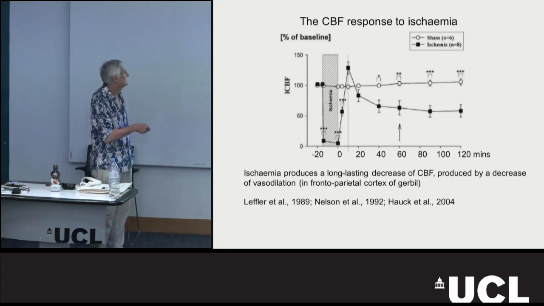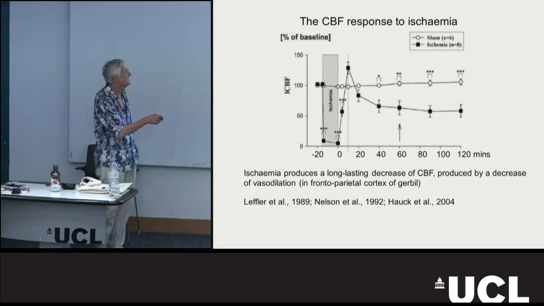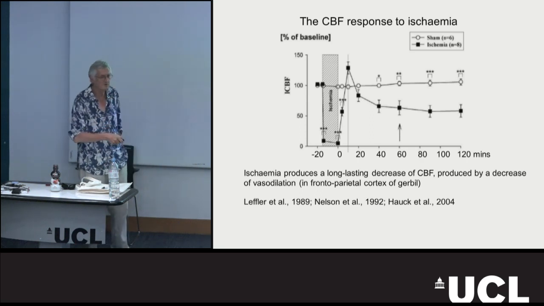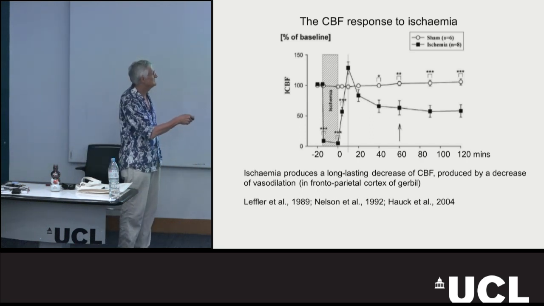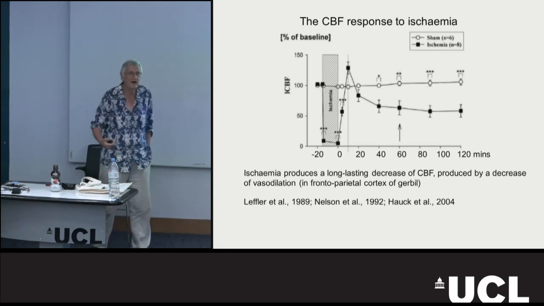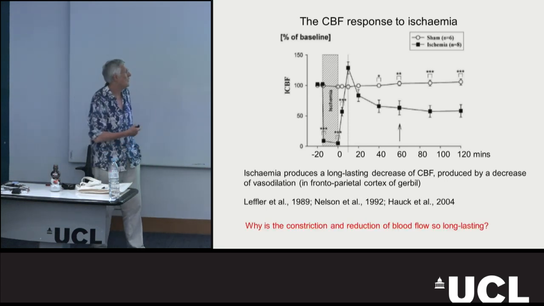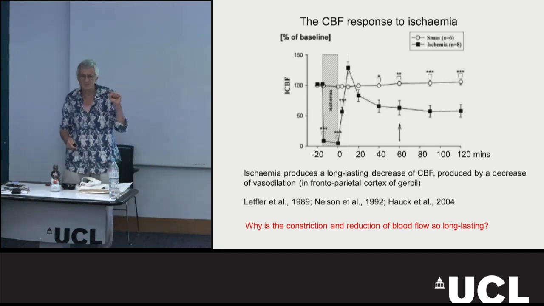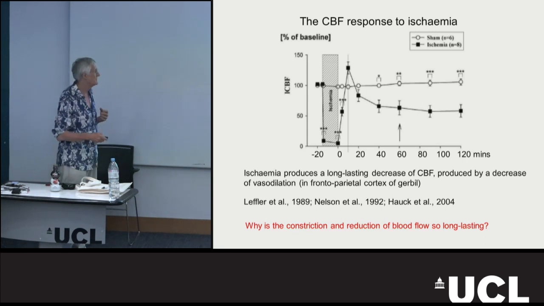So this is data from other people doing middle cerebral artery occlusion where they measure cerebral blood flow. During the simulated stroke, there's no blood flow. When you open up the artery again, there's a period of rebound hyperemia. But then there's a long-lasting decrease of blood flow. So after I've had my stroke and I've had my clot removed, my blood flow in my brain is going to be depressed by about 40 or 50% for hours afterwards. So why is this so long-lasting? It's all very well to say the capillaries have been constricted by the pericytes. Why don't they open again?